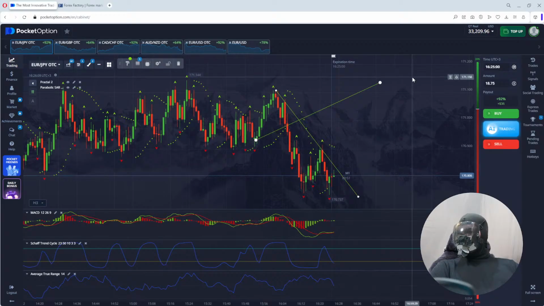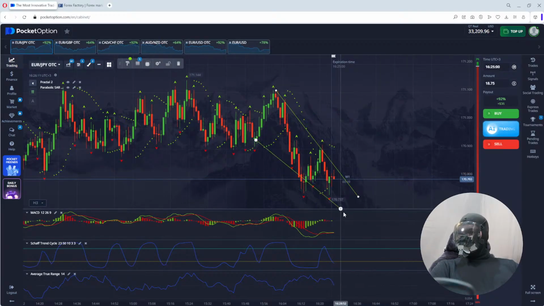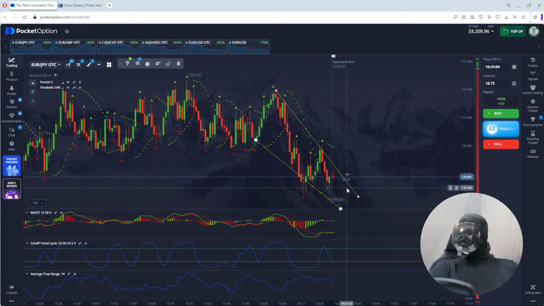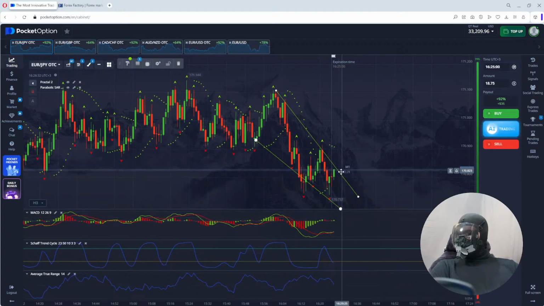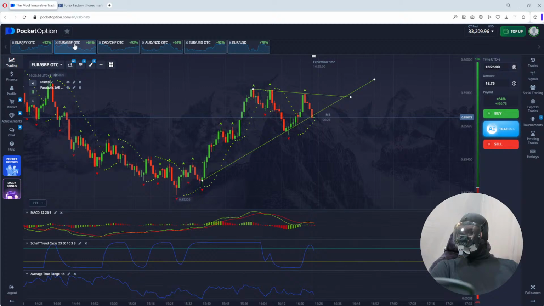Alright, do we have something like a channel here? Kind of like a downward thing? Up, down, sideways, up, down, a bit sideways. ATR shows a little bit of a decline in volatility. We got a little crossing, but we still got green bars. So this is something that's worth our attention.